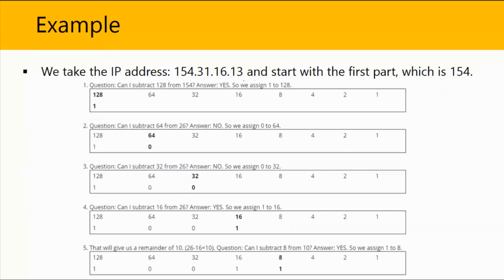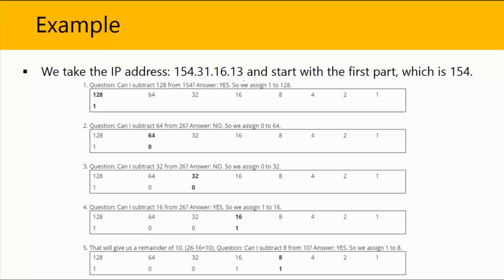Now we're going to do a step-by-step example. We will take the IP address 154.31.16.13 and start with the first part, which is 154. We will take each octet and separately convert its decimal number to binary form. The first step is to ask the question: can I subtract 128 from 154? The rule is that you take your number, which is 154, and keep asking this question, whether you can subtract each number from the row of values one by one. So first we ask, can I subtract 128 from 154?